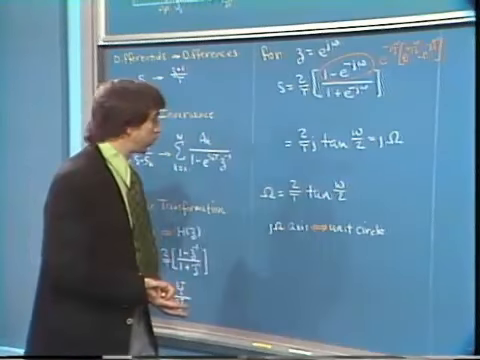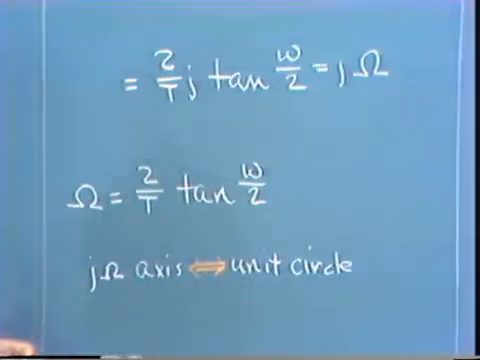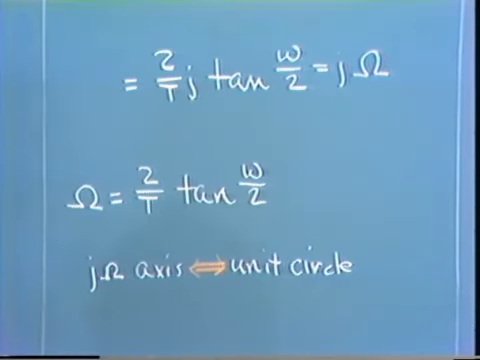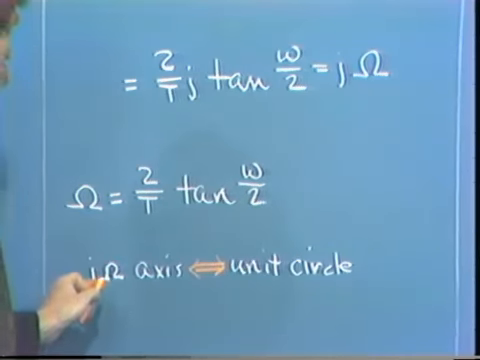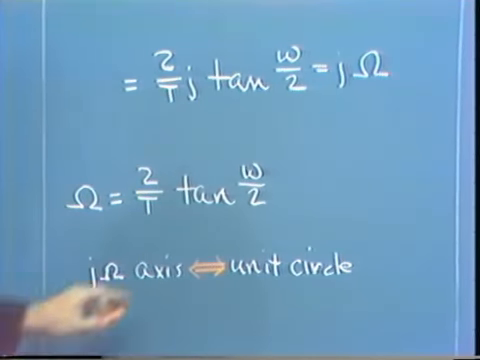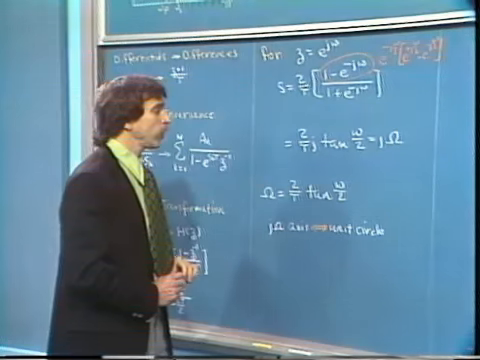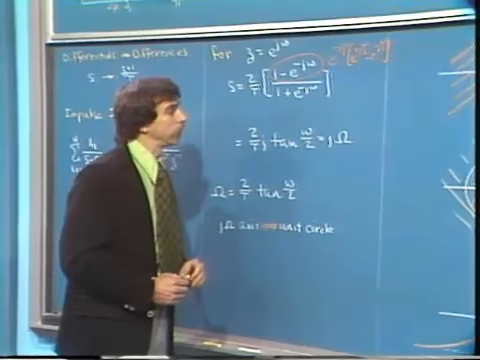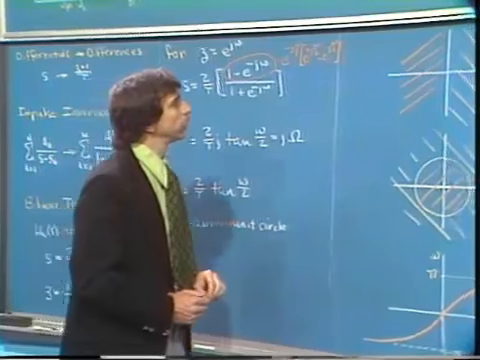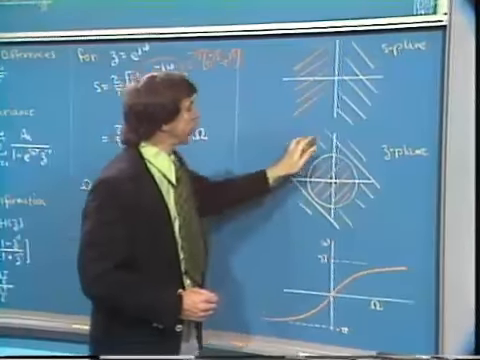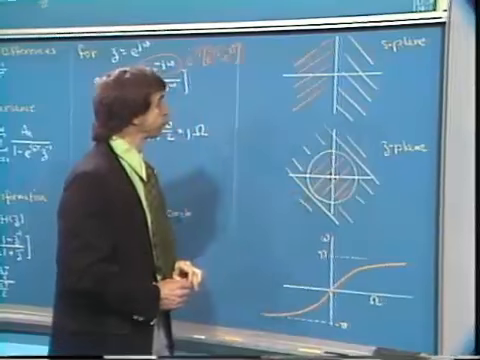Well, that says that indeed the j omega axis gets mapped to the unit circle and vice versa. And in fact, the entire j omega axis gets mapped exactly once around the unit circle. Well, let's look at the mapping in a little more detail. Here we have the S-plane, and here we have the Z-plane.